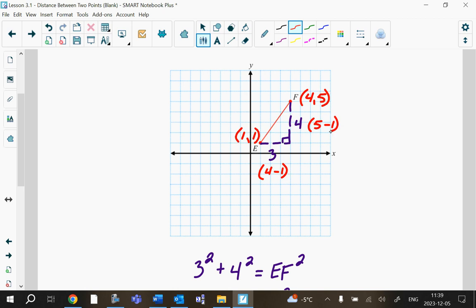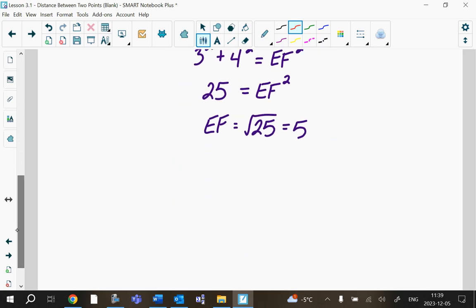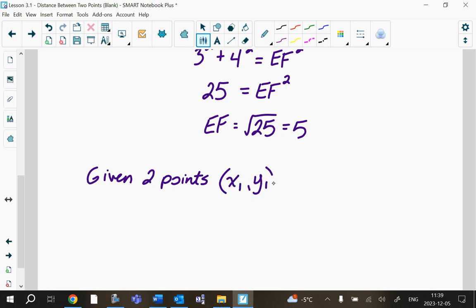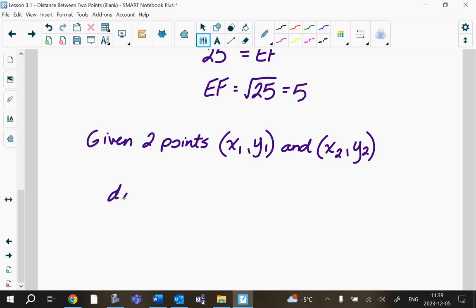So you always need 2 points. So if we're given 2 points, let's call the first one x1 comma y1, and call the second one x2 comma y2. Let's think about what we're doing. So to find the length of AB, or to find the distance from A to B, and that's the fancy math notation we use, lowercase d, A to B, okay?